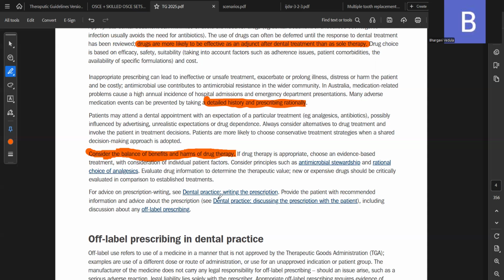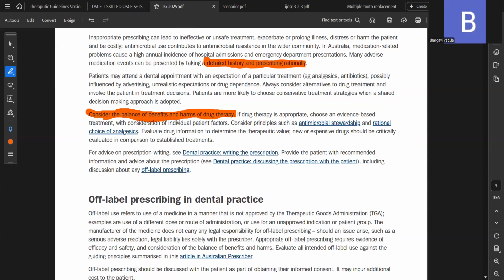For advice on prescription writing, we'll discuss that also. Provide the patient with recommended information and advice about the prescription, including discussion about any off label prescribing. We have to discuss everything to the patient. Don't hide anything from the patient. Be clear from day one. Be clear in telling what is the drug you are giving, what effect will it have. Everything we have to be very careful.